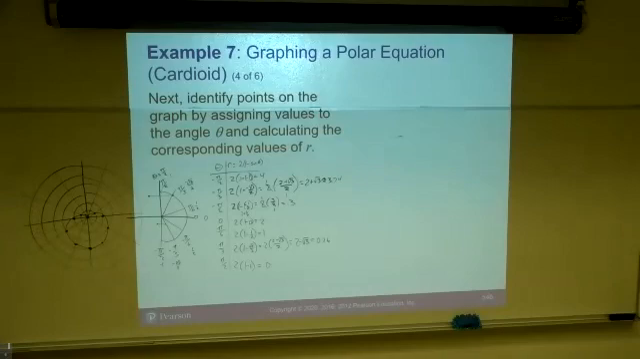Okay. This is known as a cardioid. It's a cardioid because it looks like a heart.